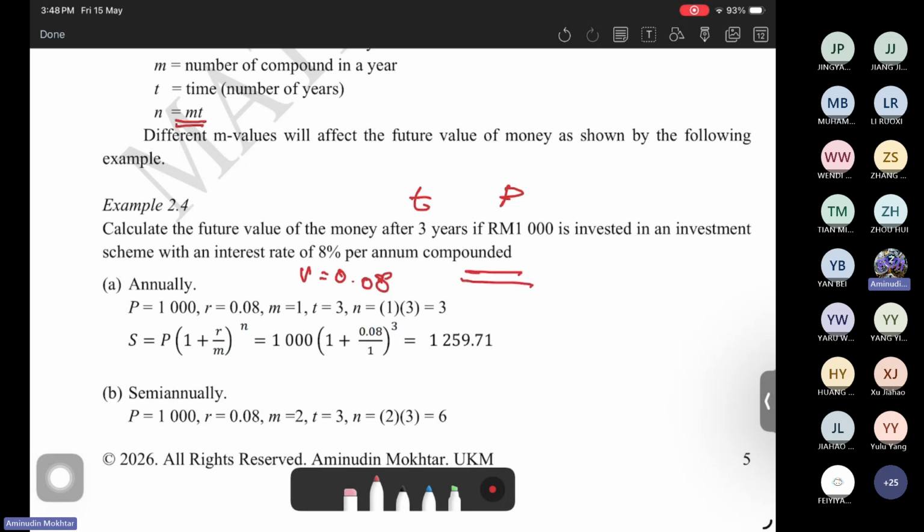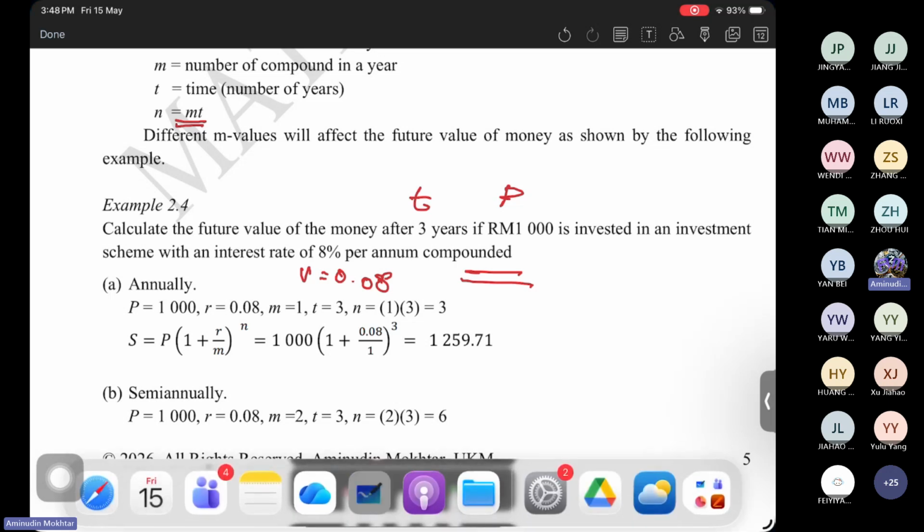Now I will show you the number of compounds. I will show you the different values of m. I will change the value of m to show you the impact of m on the future value of money. Please refer to page 575 and 576. I will show you how the different value of m will affect the future value of money.